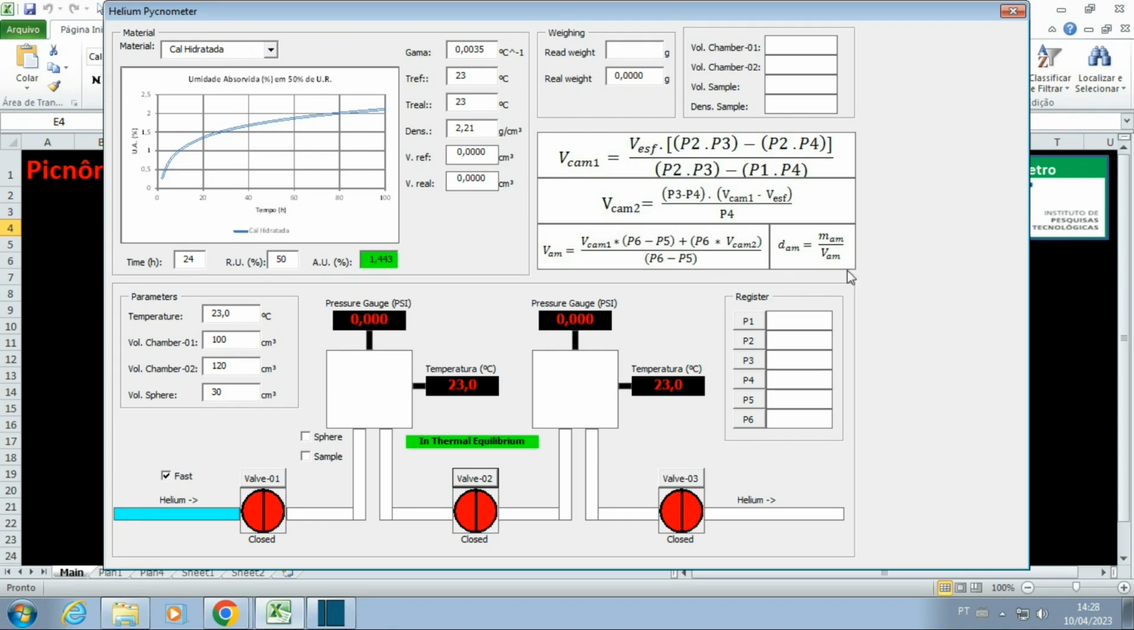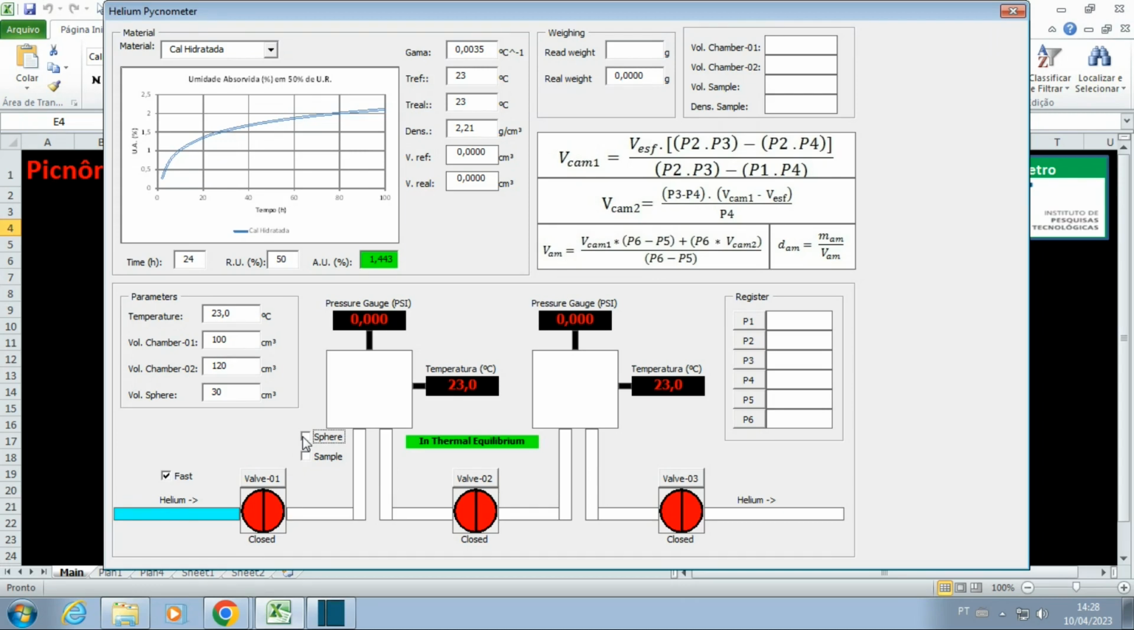This other frame shows the result calculated by the equipment and below, the equations used for this calculation. And finally, here below, the structure of the equipment. The equipment is composed of two chambers that we will call here Chamber 1 and Chamber 2. Chamber 1 is where a standard sphere will be placed later, that is, with known volume for the calibration of the equipment.